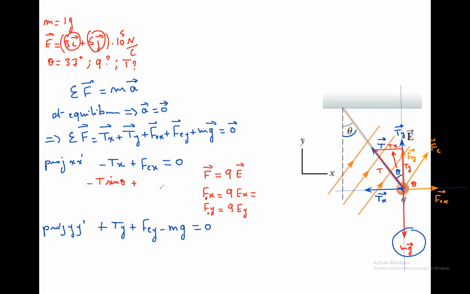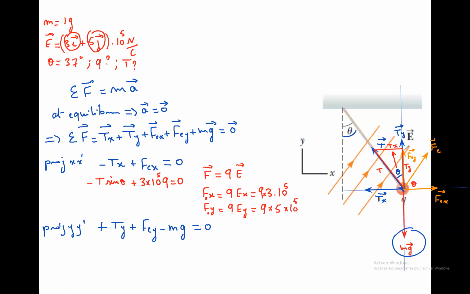Okay? So Ex equal 3 times 10 power 5, and Ey equal 5 times 10 power 5. We substitute each value here. So minus T sine theta plus Fex equal 3 times 10 power 5 q equal to 0.